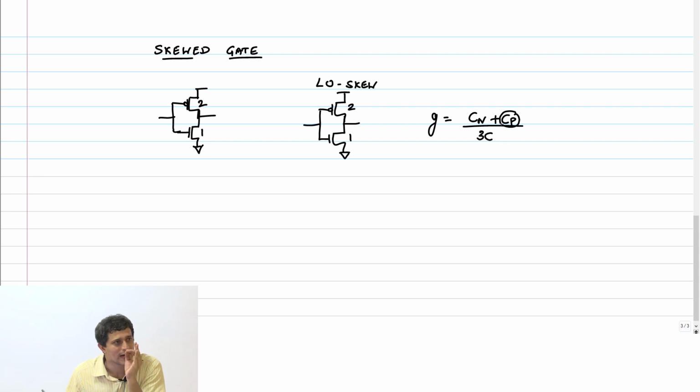When the output is falling, there is a capacitance that's coming from the PMOS transistor, but the PMOS transistor is not reducing the delay of my falling transition at all. Therefore, should I increase the capacitance of the PMOS transistor or should I decrease the capacitance of the PMOS transistor? I have to decrease the capacitance, and therefore this 2 I will make 1 and I will keep this as 1.